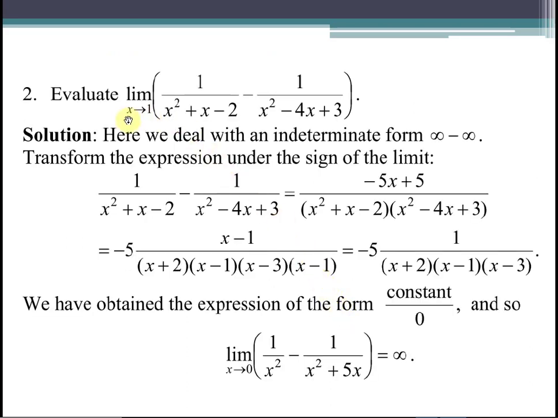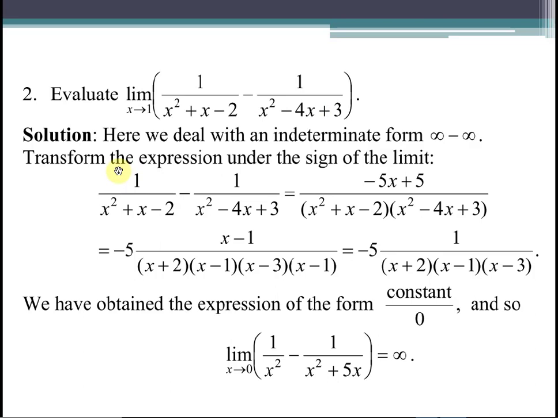The next one, evaluate the following limits. Here we deal with an indeterminate form, infinity minus infinity, because if you put 1, you have 2 minus 2, which is 0, and 1 over 0 goes to infinity. And in this case, 1 minus 4 plus 3 is also 1 over 0, which is also infinity.